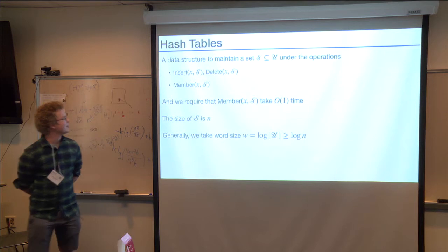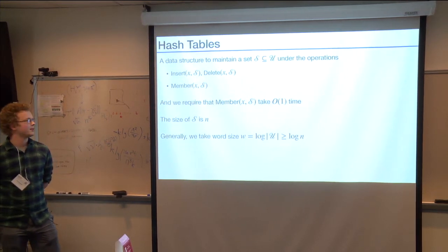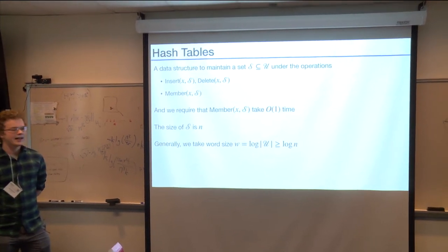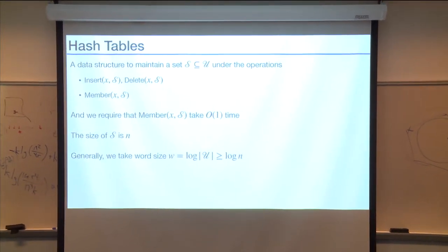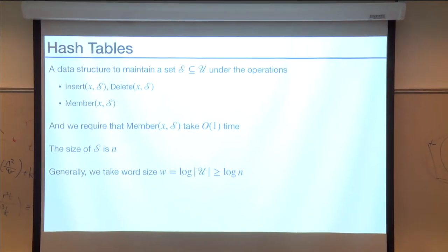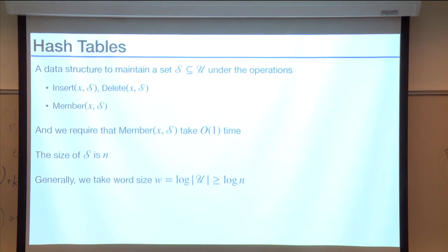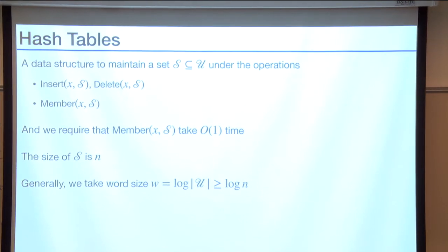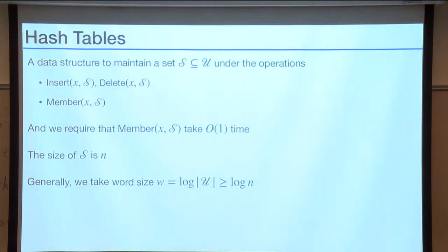OK, so what is a hash table? A hash table is any data structure that solves the unordered dictionary problem. It has to maintain a set S, which is a subset of some universe U. And it has to be able to handle three operations: insertions, where we add a new element from the universe to the set S; deletions, where we remove an element from our set S; or a membership query, where you ask, is x in your set S? And you have to say yes or no.